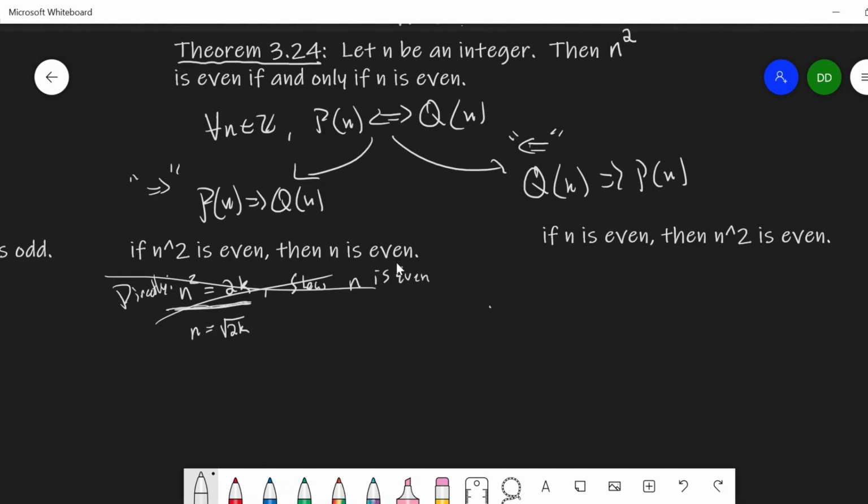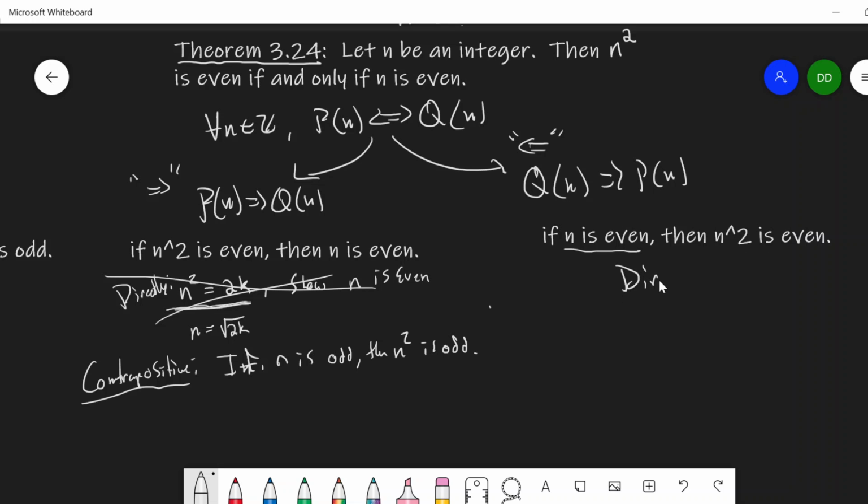But by contrapositive, we would show if n is odd, then n squared is odd. Now that seems like something we can do. So that's going to be our strategy, to do this one by contrapositive. The backwards direction here, we would get to assume n is even, n equals 2k. We could square it, we'd get 4k squared. We can factor a 2 out of that. So we'll do this one directly.